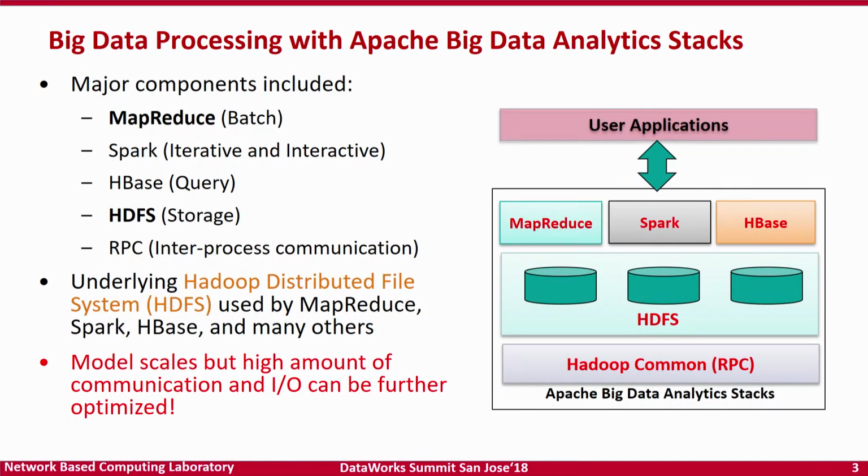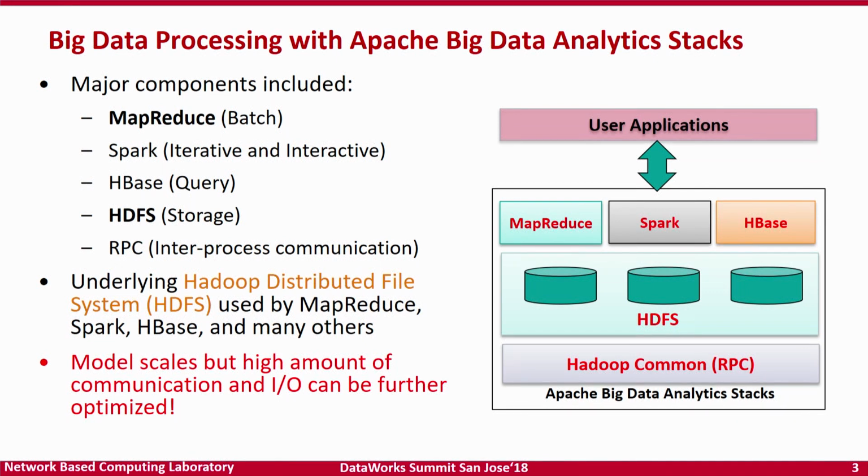So if you abstract out the big data components from this entire architecture, you get something that looks like this. Here you have different Apache components like MapReduce, Spark, and HBase, and your user applications are typically built on top of these. And underlying these frameworks, you have the Hadoop distributed file system and RPC framework, which is handling all the communication and storage.